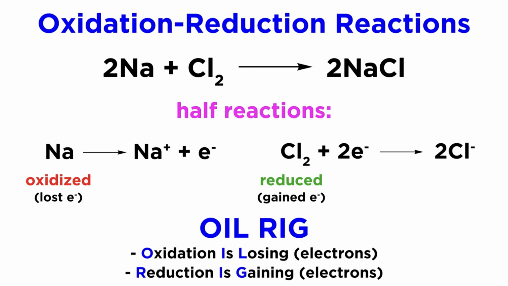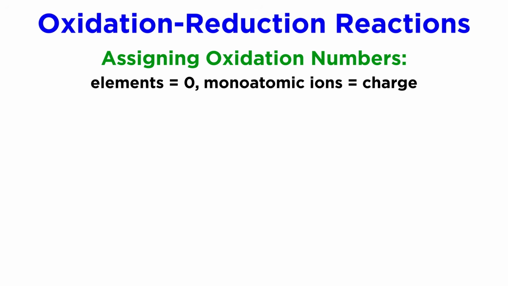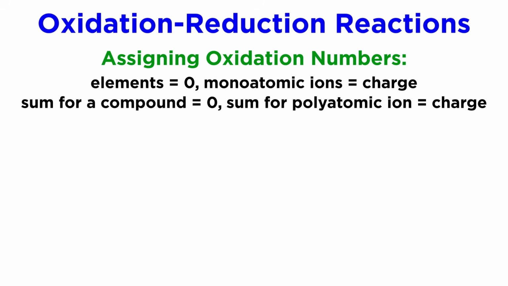The way we keep track of things with redox reactions is by assigning oxidation numbers. Every element in a compound will receive an oxidation number. Pure elements have an oxidation number of 0, unless they are monoatomic ions, in which case their oxidation number equals their formal charge. The oxidation numbers for a compound must add up to 0 if it is neutral, or they must add up to the formal charge if it is a polyatomic ion.